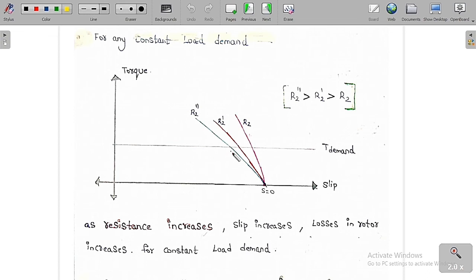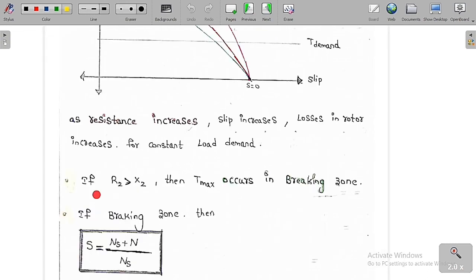This is a very important concept that you always have to remember for your lifetime. If R2 is greater than X2, then maximum torque occurs in the braking zone. I have already told this one. When R2 is greater than X2, the slip at maximum torque is R2 by X2, which is greater than 1. So the maximum torque will occur in the braking zone, because from S equal to 0 to S equal to 1 it is a motoring mode. For S greater than 1, it is said to be a plugging or braking zone. Therefore, the maximum torque is going to occur in the braking zone or the plugging zone.